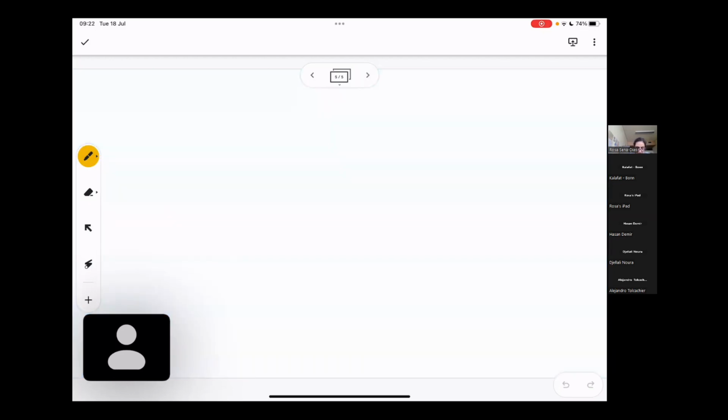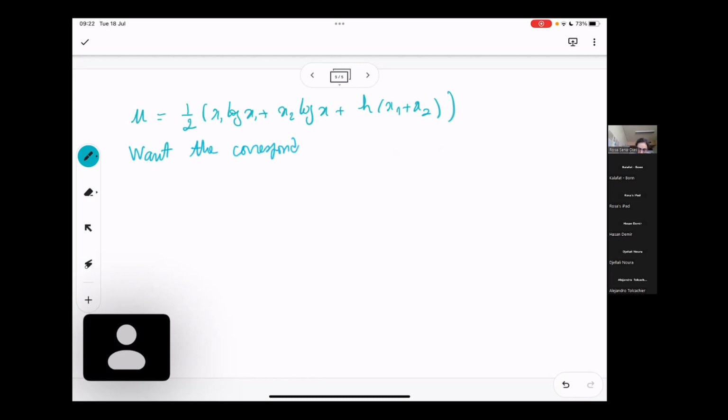Okay, so let me rewrite this again, slightly differently. So the symplectic potential is like this. It's some function. It includes a singularity at the facet where x1 plus x2 is A, but it's this. Okay, and we want the corresponding metric to be extremal.